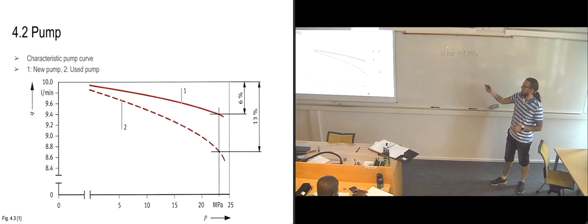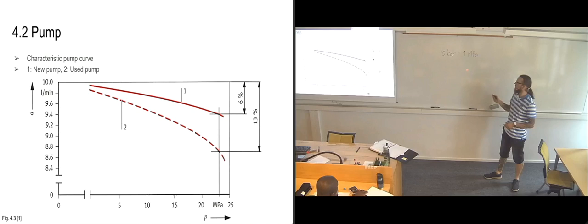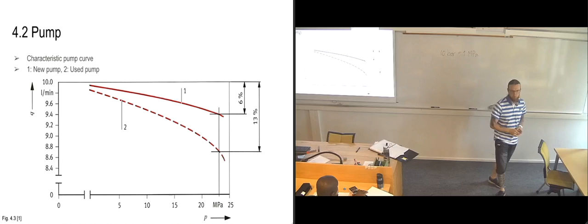You don't have to do any calculations in order to convert it, because you know that 10 bar is 1 megapascal, which means that 1 bar will be 0.1 megapascal. So it's a very easy and simple conversion to do. So I would remind all of you to try to memorize that one.